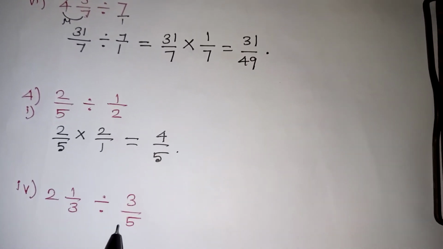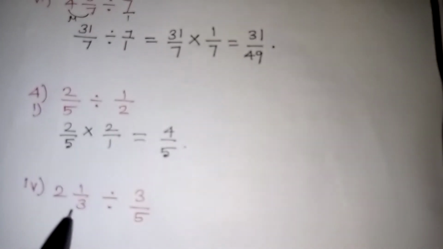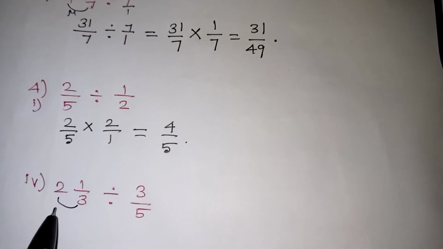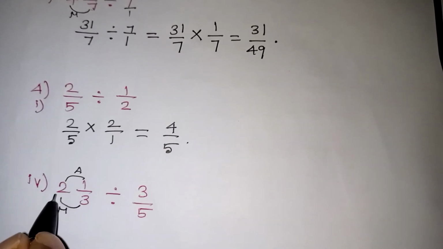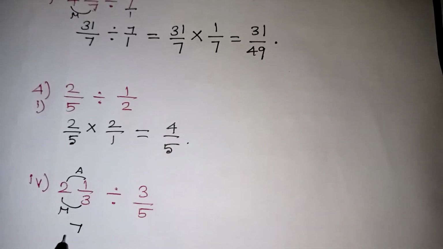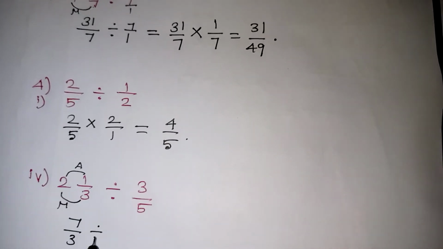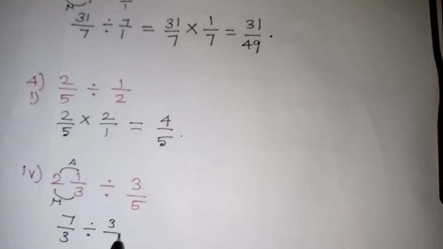One mixed fraction, one fraction is given. Mixed fraction you just change it into improper. So this is a multiplication, this is addition. 3 2s are 6. 6 plus 1 will be 7. 7 by 3 divided by, here we have 3 by 5.